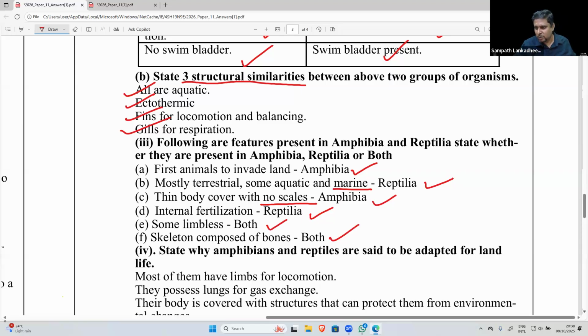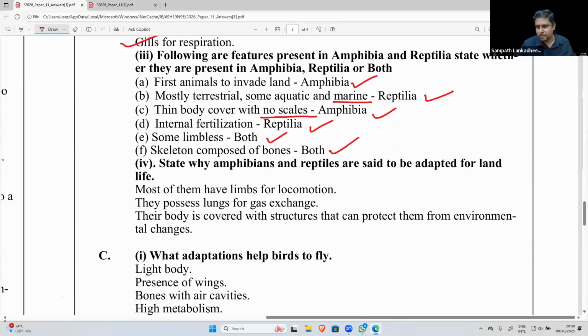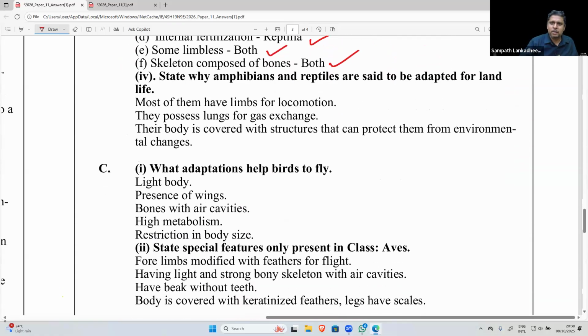Right, moving to the next question. Most of them have limbs for locomotion. State why amphibians and reptiles are said to be adapted for land life. Limbs are available for both of them, they possess lungs for gas exchange, and their body cover has structures that can protect them from the environmental changes.